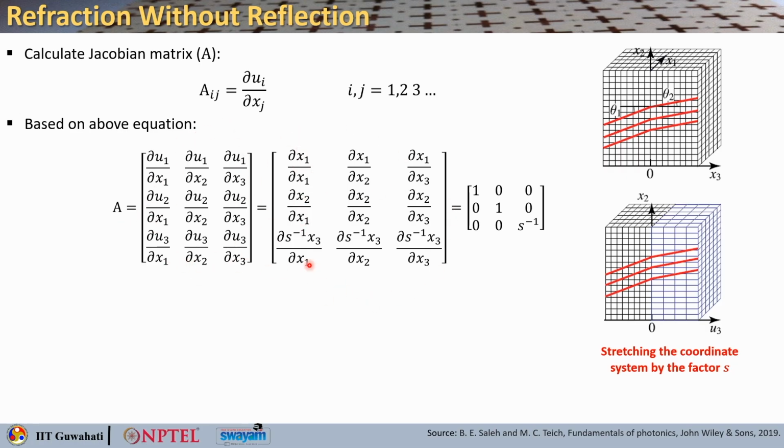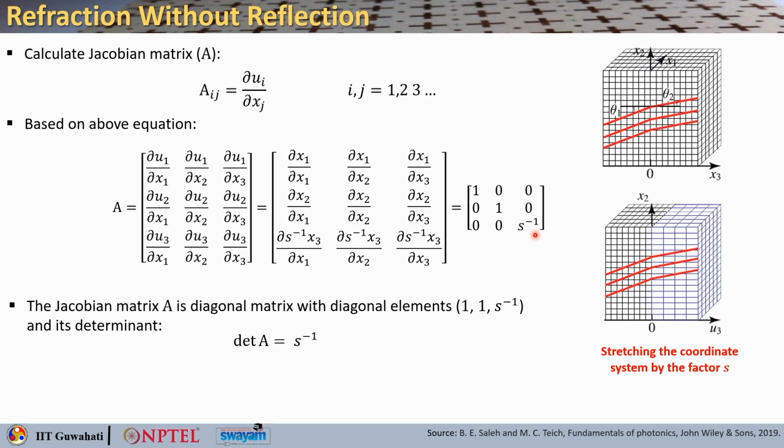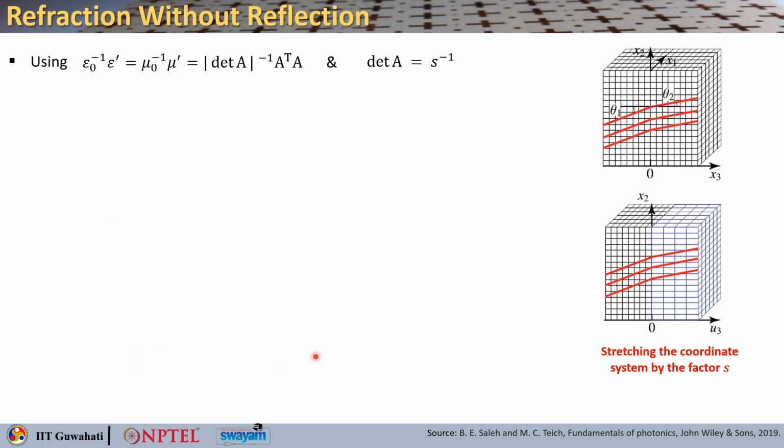You see the stretching only happens along one direction, so u3 has a role to play here, and finally you will get the matrix to be 1 0 0, 0 1 0, 0 0 S inverse, right. As you can see, this Jacobian matrix is a diagonal matrix where the elements are 1, 1 and S inverse, and you can obtain the determinant of A to be equal to S inverse.